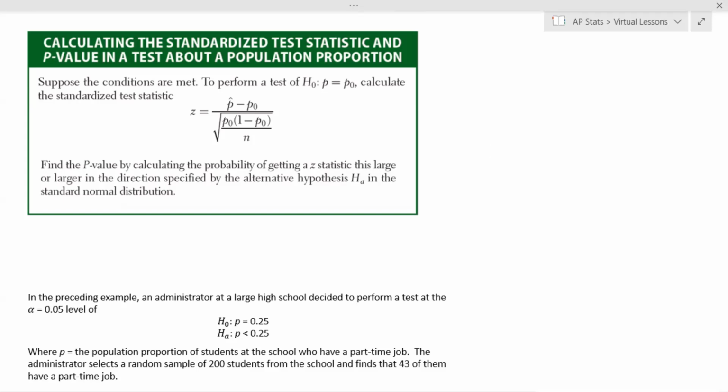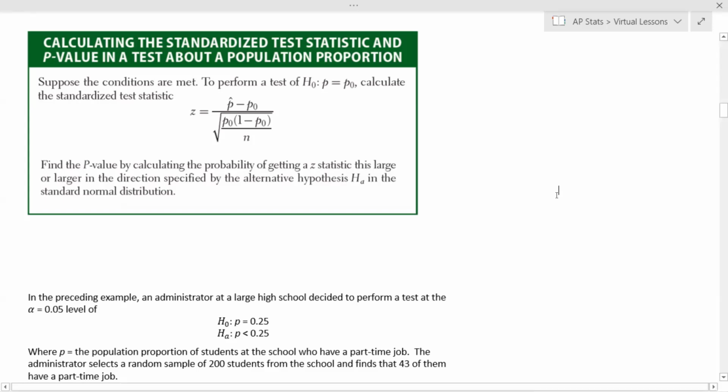because some types of significance tests don't use a standardized test statistic, some people use the more general term test statistic to describe the value of z in a significance test about a population proportion.